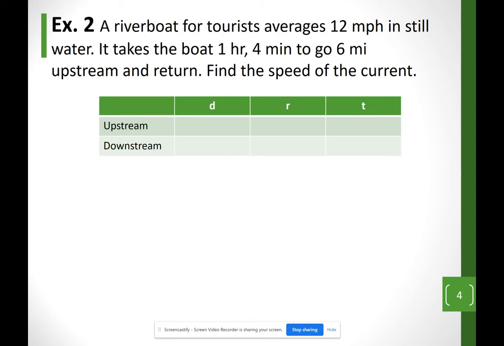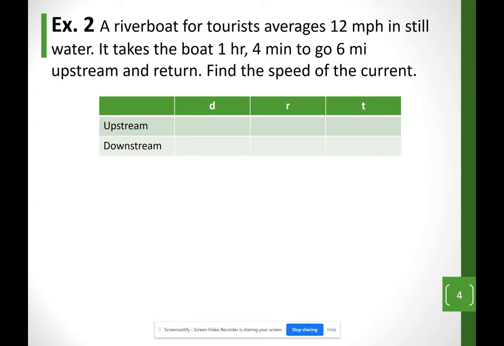Now let's take a look at word problems. A river boat for tourists averages 12 miles per hour in still water. So the boat is going, that little engine is going at 12 miles per hour. It takes the boat 1 hour and 4 minutes to go 6 miles upstream and return. Find the speed of the current.